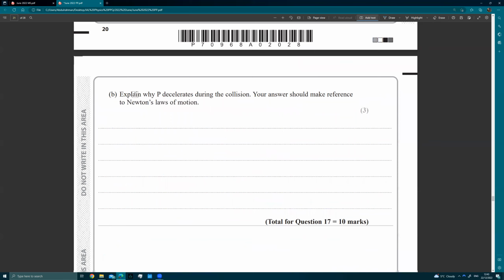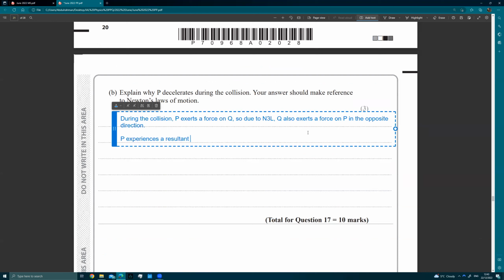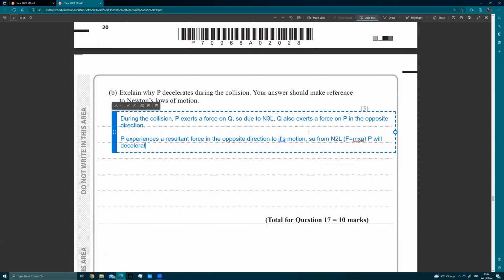So let's try to put this into words. We're going to say, during the collision, P exerts a force on Q. So due to Newton's third law, Q also exerts a force on P in the opposite direction. Now P experiences a resultant force in the opposite direction to its motion. So from Newton's second law, which is F equals m times a, P will decelerate.